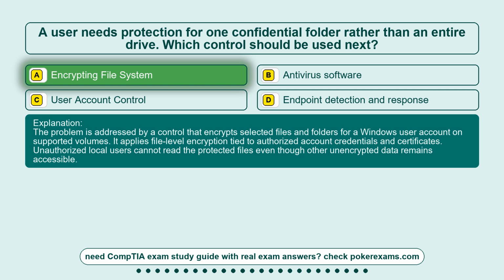The problem is addressed by a control that encrypts selected files and folders for a Windows user account on supported volumes. It applies file-level encryption tied to authorized account credentials and certificates. Unauthorized local users cannot read the protected files even though other unencrypted data remains accessible.